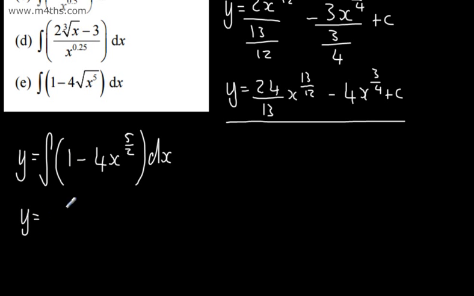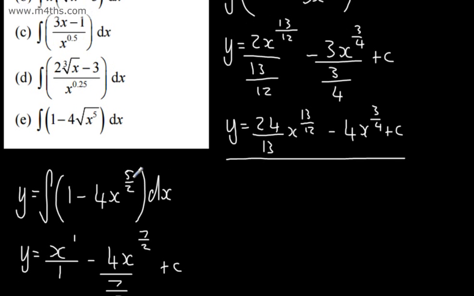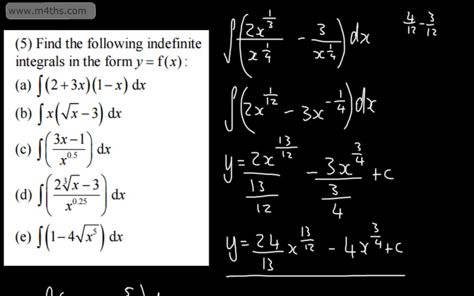So y is going to be equal to x, if you really want, you can write it as x to the 1 over 1, minus 4x to the power of 7 over 2, divided by 7 over 2, plus a constant of integration. So if we go ahead and tidy this up, y will be equal to x minus 8 over 7, x to the 7 over 2, plus c. So a bit messy. Rules of indices, split them up, simplify them, integrate them, add a constant. Okay, let's move on.